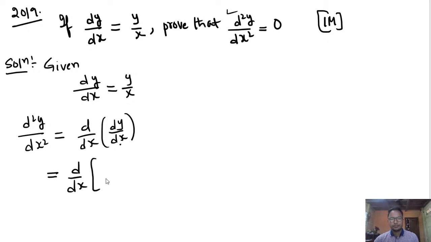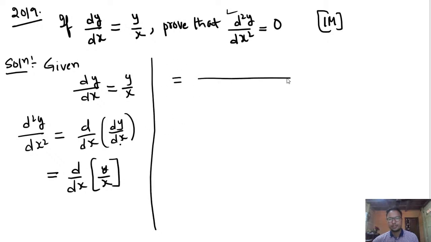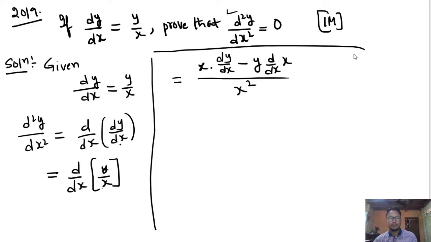Now, dy by dx is y by x. Let's try to find it out. Apply what? Apply the division rule of differentiability: the denominator x squared, then x times dy by dx minus y times d x by dx. So we just have to apply the division rule of differentiability, right?